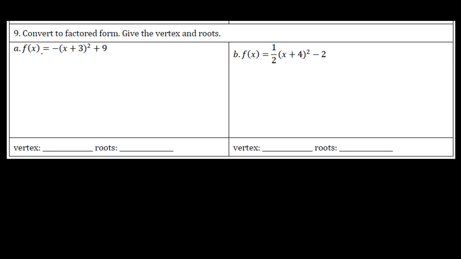Okay, we're going to convert this vertex form to factored form. While it's in vertex form, let's go ahead and identify the vertex as -3, 9. We cannot go straight from vertex to factors, so we do have to put it in standard form first. So we're going to do order of operations.